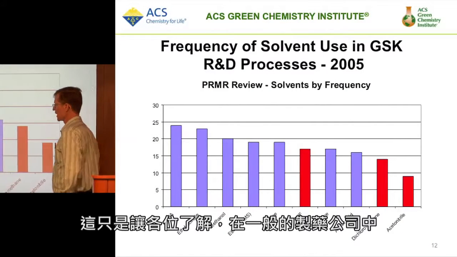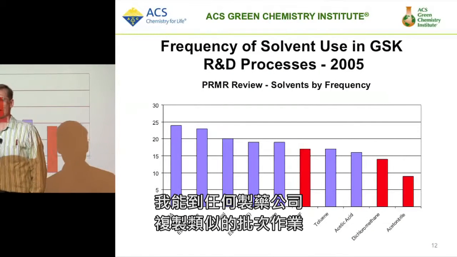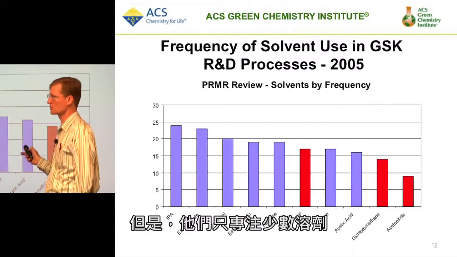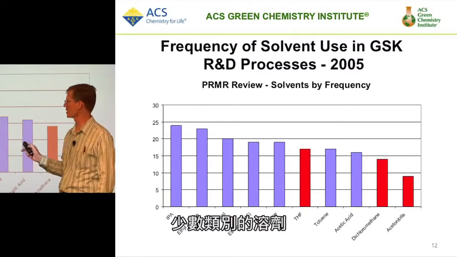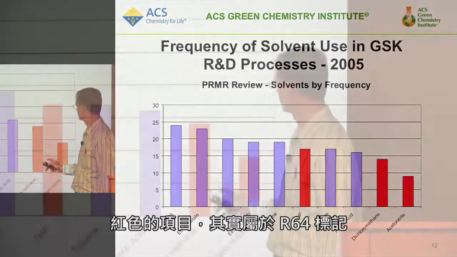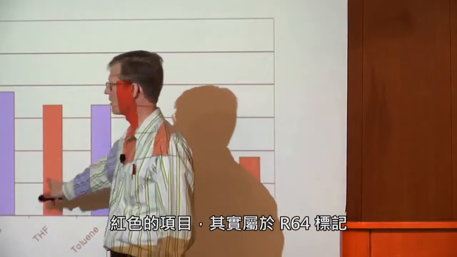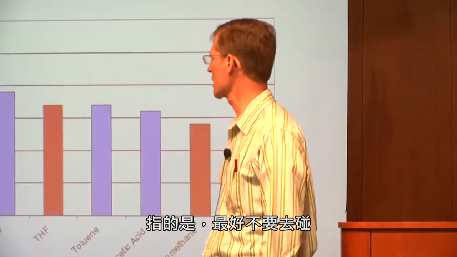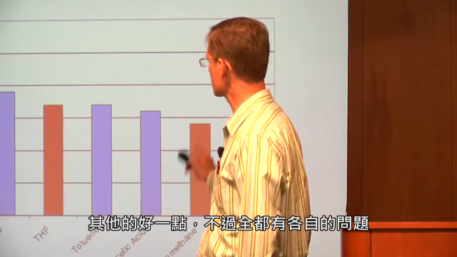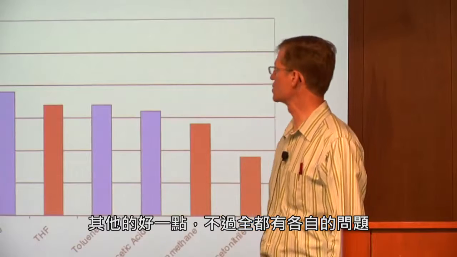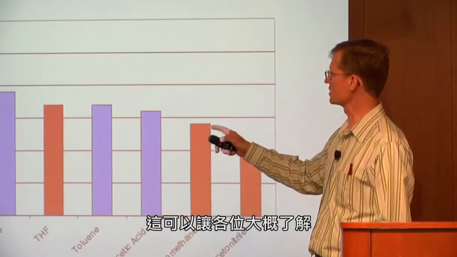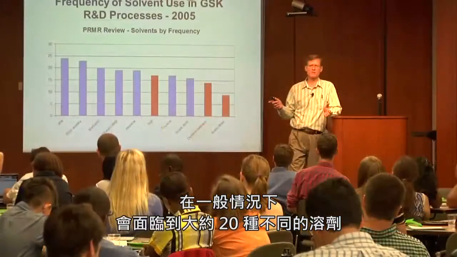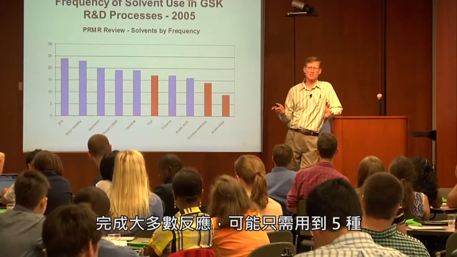So this just shows you that in a typical pharma company, and I could go to any pharma company and replicate this in most other batch operations, but they'll focus on a few solvents or a few classes of solvents. And these ones that are in red have the R64 phrase, which is a safety phrase, which you want to stay out of. The rest of these are not so bad. They all have issues, but it just gives you a sense that typically you are faced with maybe 20 different solvents. You probably can run most of your reactions in 5.